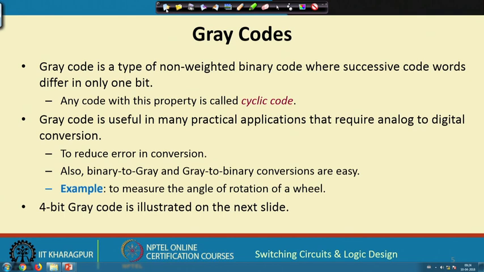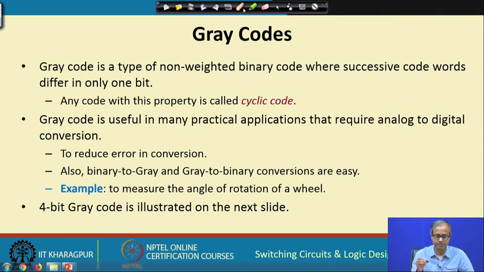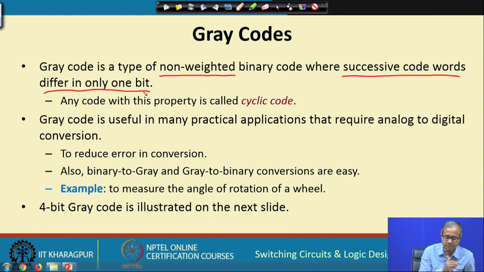So, let us see what is a gray code. The first thing about gray code is it is non-weighted, means unlike binary numbers where every bit position has a weight, 2 to the power 0, 2 to the power 1, like that, in a gray code number, the bit positions cannot be assigned any weight like that. And the second important thing, which I have already mentioned, is that successive code words differ in only one bit. Any code where this property holds, where there is a one bit difference between successive words, is called a cyclic code. So, gray code is a cyclic code.